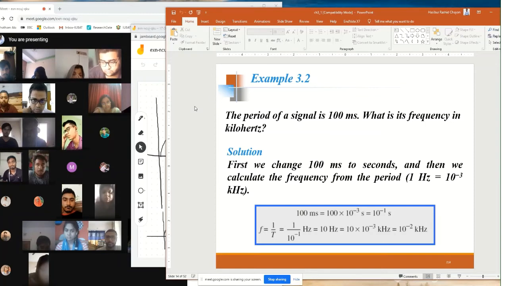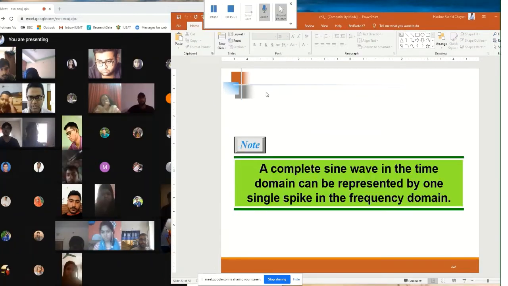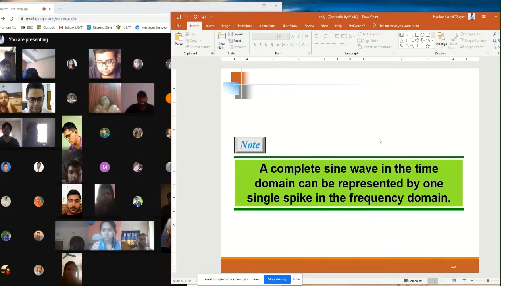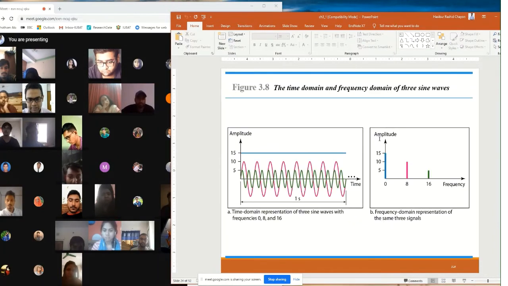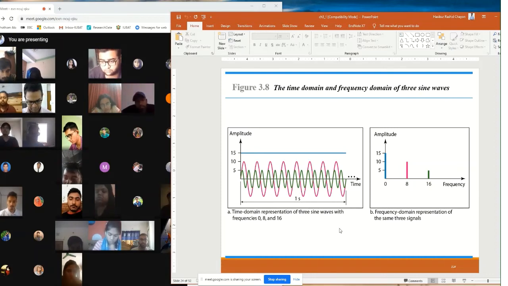No. If there is no question, then we can check another one, which is the time domain and frequency domain. Did we discuss this one, time domain and frequency domain? No, right? Okay.